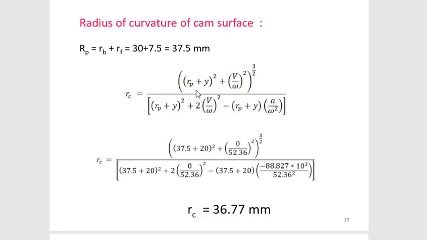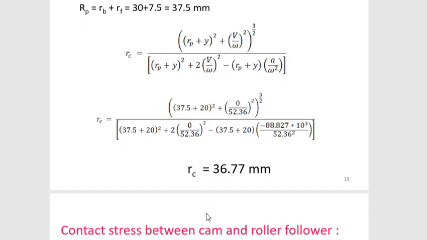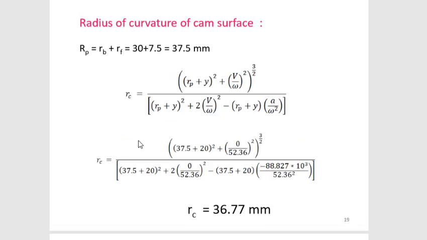Now the Rp that is required is the sum of base radius plus the follower radius. So when we know the base radius and the follower radius, we can calculate and substitute the value 37.5 mm in the formula of radius of curvature. After substituting these values, we get RC as 36.77 mm. So that is the radius of curvature of the cam.